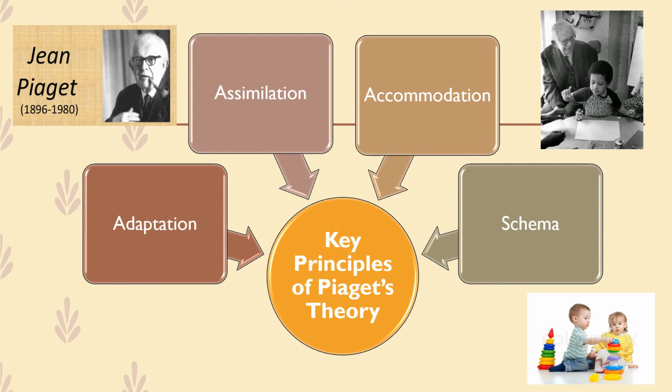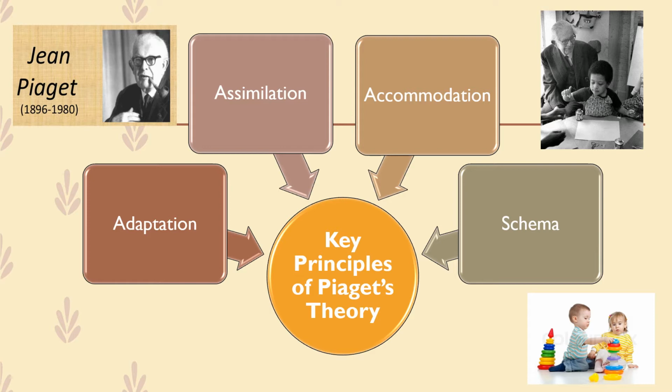So the name of this theory is the theory of cognitive development, and we know that the person who developed this theory was Jean Piaget. Jean Piaget was a child psychologist. He was very interested in how children develop, specifically with reference to their thinking skills, so their ability to think and cognitively and mentally process information.